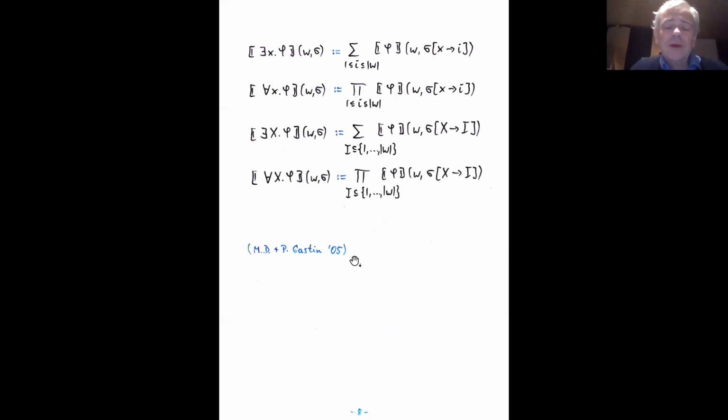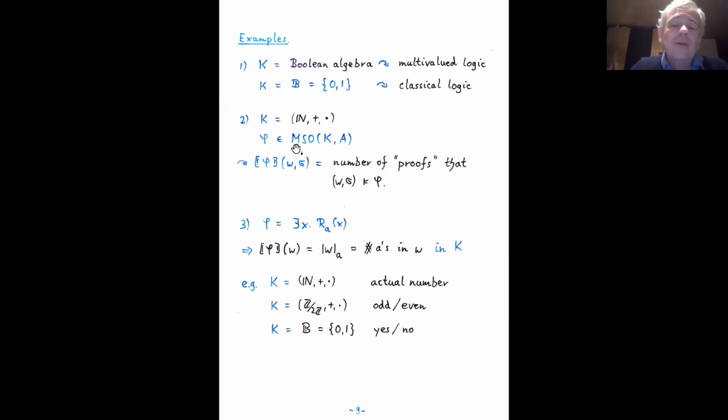So we invented this for words and automata with Paul Gastin in 2005. Okay, now if we have the classical Boolean algebra 0, 1, we get back classical logic. And if we have an arbitrary Boolean algebra, we get a very natural multivalued logic, where the values are taken in some arbitrary Boolean algebra. Okay, now, we might take the semiring of natural numbers, and I want to give you a reason.